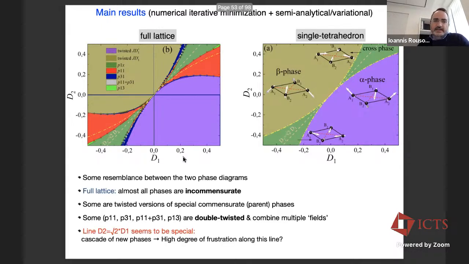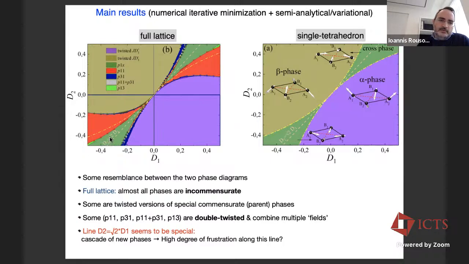And as you can see, there is a lot of resemblance between the two phase diagrams, but there are some striking differences. First of all, in the full lattice, I should say almost all phases that we obtain are incommensurate. Some of these incommensurate phases are twisted versions of some special commensurate parent phases, which we are going to identify. And some other phases, like the one shown here, are double twisted versions that combine more than one order parameter field. And in addition, there is this special line that goes through the middle here.